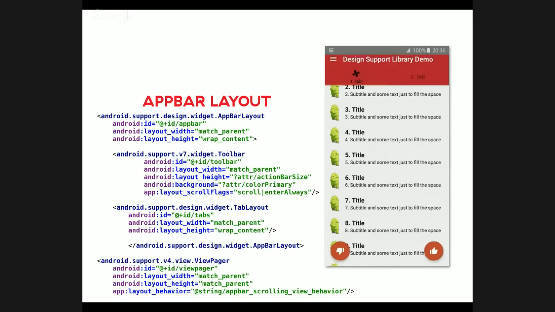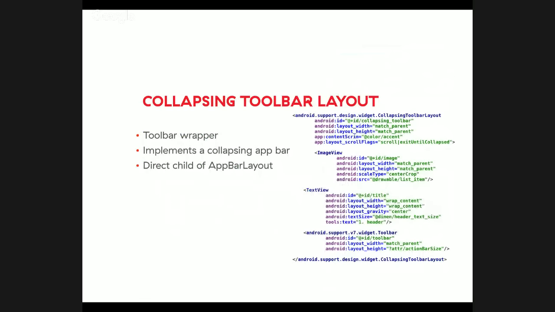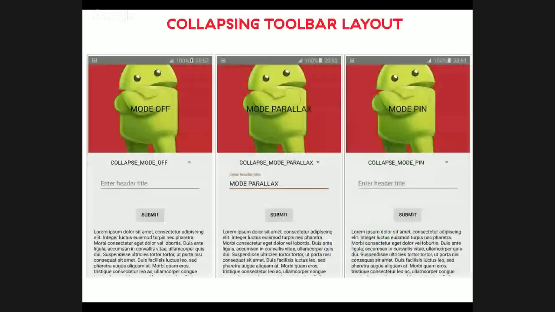The last one is the collapsing toolbar layout, which implements a collapsing app bar, and it should be placed inside an app bar layout. So, the app bar layout can contain a collapsing toolbar layout, and the app bar itself must be inside the coordinator layout. Here I haven't defined any of the attributes, but it has a lot of collapsing modes that you can see in this.